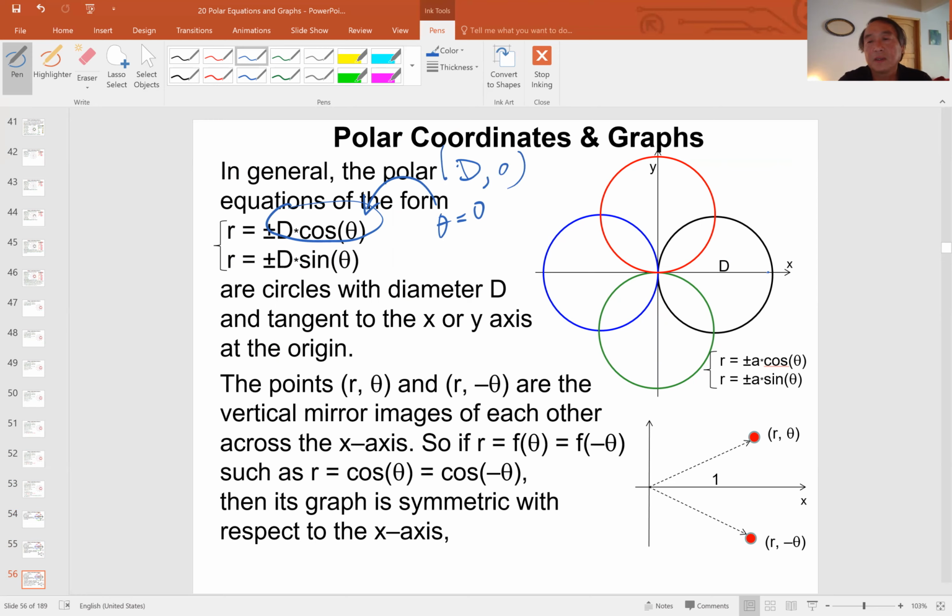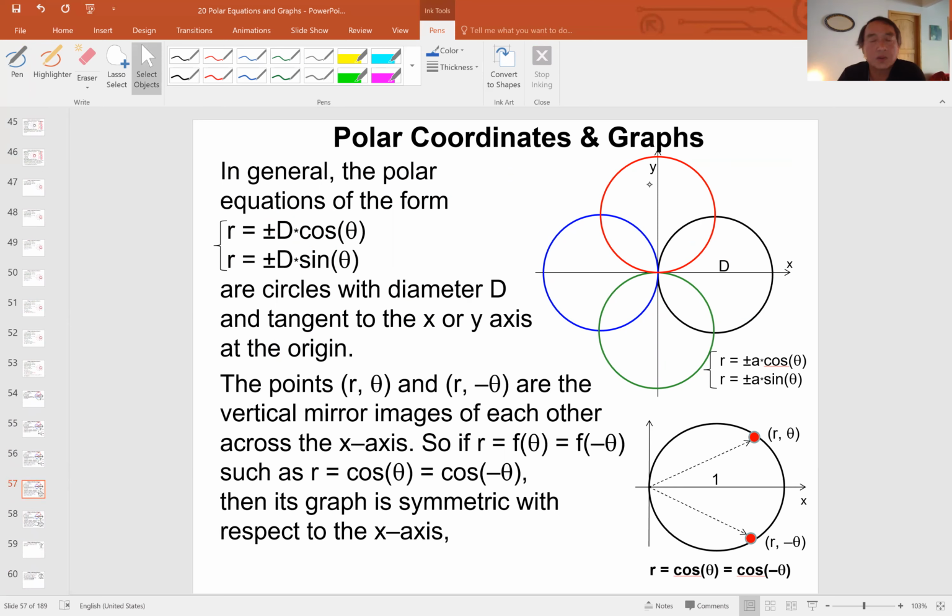Okay, at 0, so D0. So it must be this one or that one. So cosine must be these two, and the other is sine. You can just check the endpoints first.